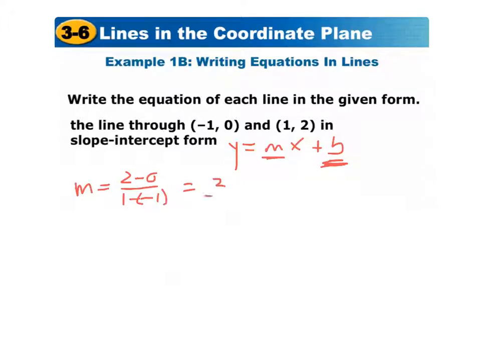So we get 2 over, what's 1 minus -1? 2. So what's 2 over 2 simplify to? 1. So our m is equal to 1. So now we have y is equal to 1x plus b.